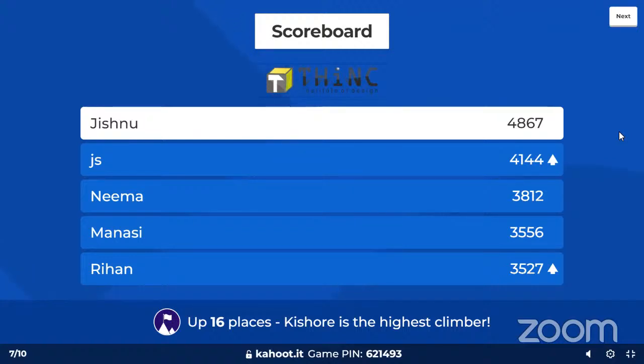Still, Jishnu stands on top of the table with 4,867 points. There might still be the double point questions. Always after the double point question, there is a huge change in the game. If there is a double point question, that is definitely a game changer. Let's see this time whether the double point question will change the game or not, or whether Jishnu stands still, and the other four, Jay, Nima, Manasi, Rihan, continue their positions. So let's see the 8th question.